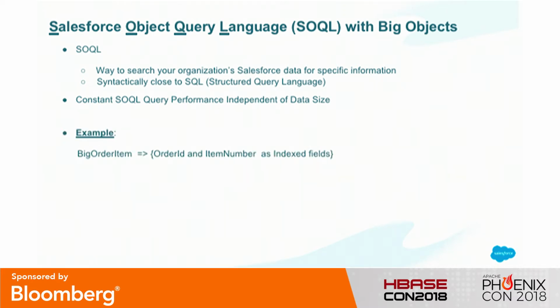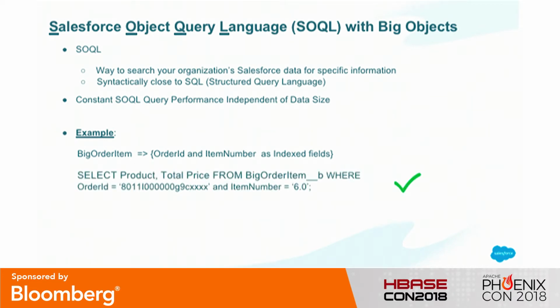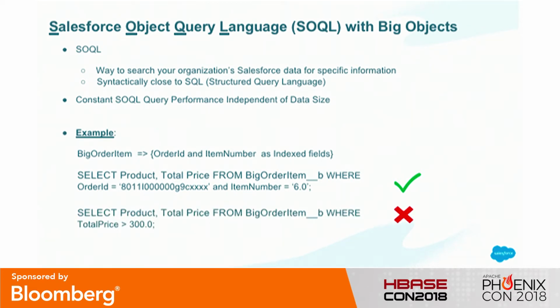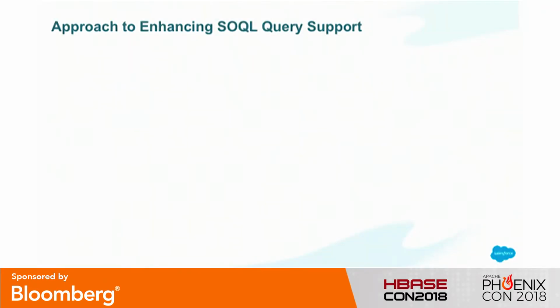As an example, consider a big object by name of big order item, and it has order ID and item number as the indexed fields. And so this particular SOQL query will go through because the filter conditions have the indexed fields in them. Whereas if you issue a select query on any other column, then that query will not be permitted for execution. And these are some of the current limitations, and we want to be able to break away from these limitations and provide more flexibility in the sort of query patterns that can be issued on big object data.